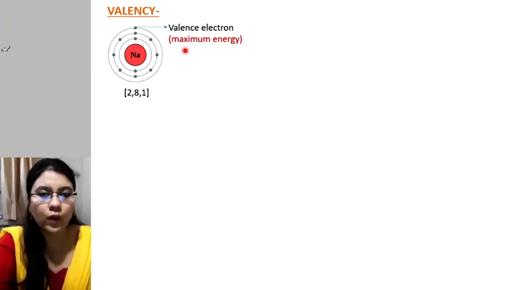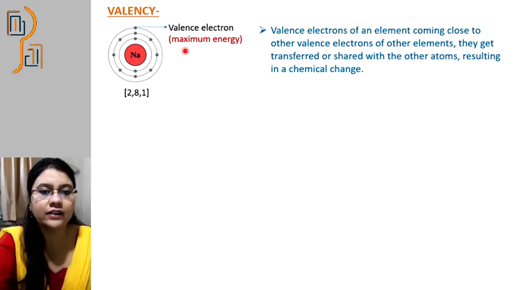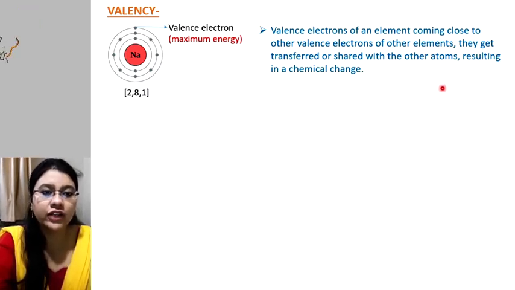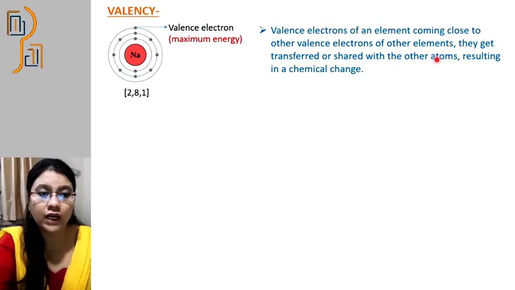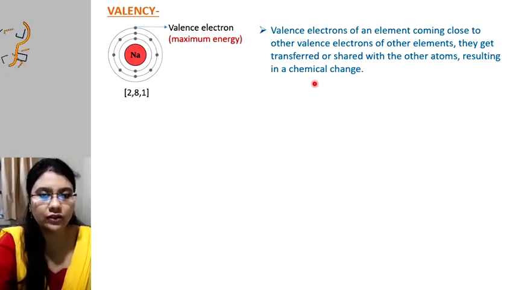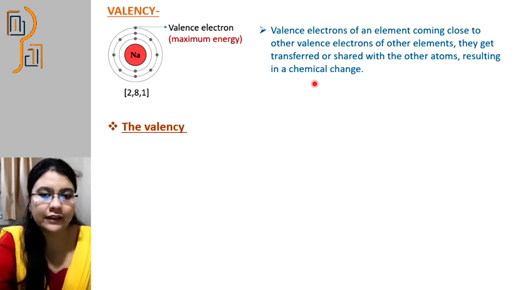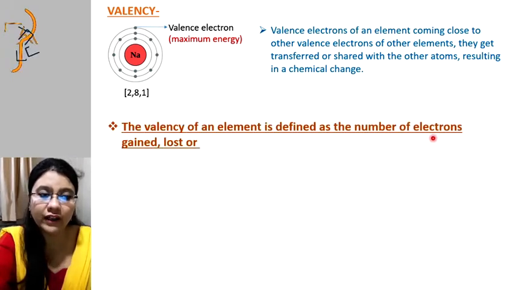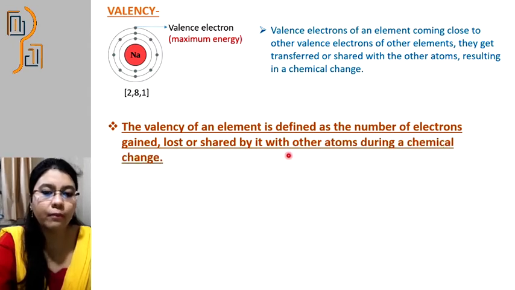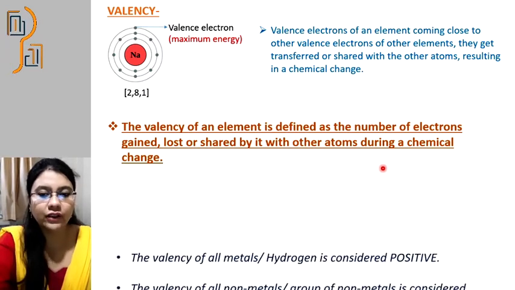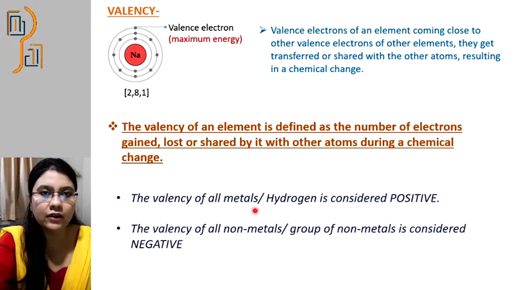When valence electrons of one atom come close to valence electrons of another atom, they generally tend to get transferred or shared with other atoms, resulting in a chemical change. Hence, a valency can be defined as the number of electrons gained, lost or shared by it with other atoms during a chemical change. Generally, the valency of all metals and hydrogen is considered positive, whereas the valency of all non-metals or group of non-metals is considered negative. Let us understand this in detail.